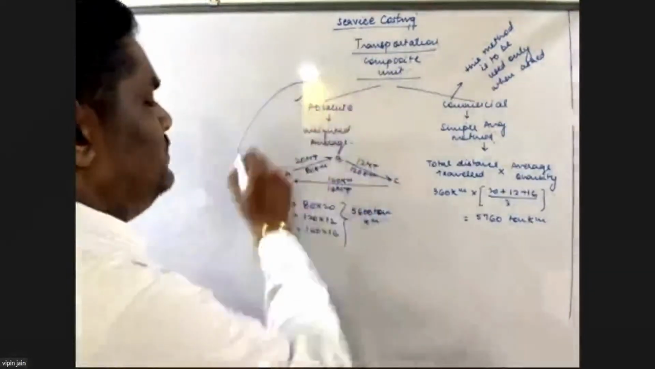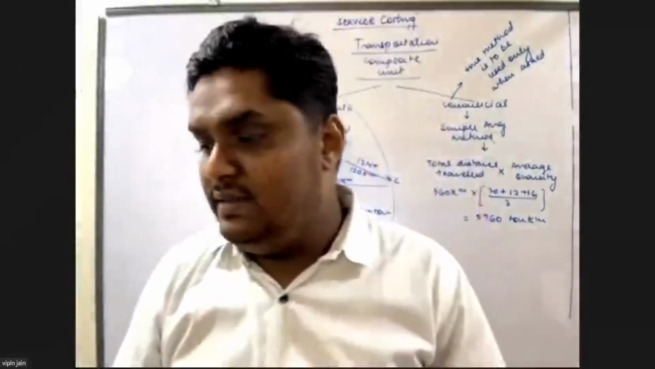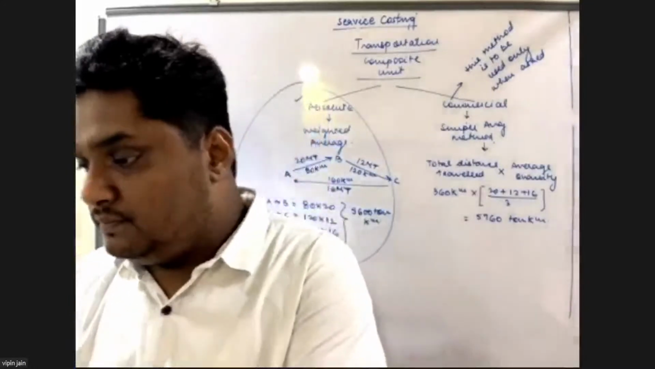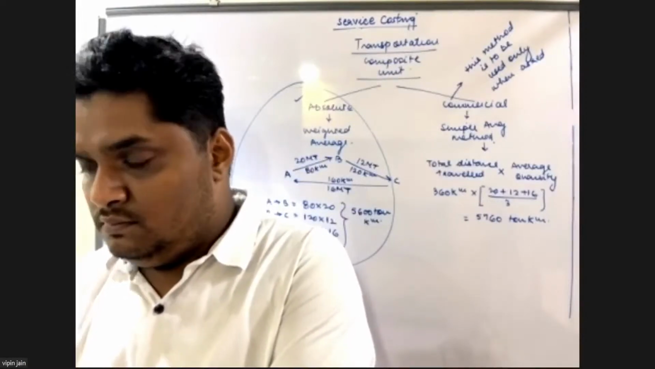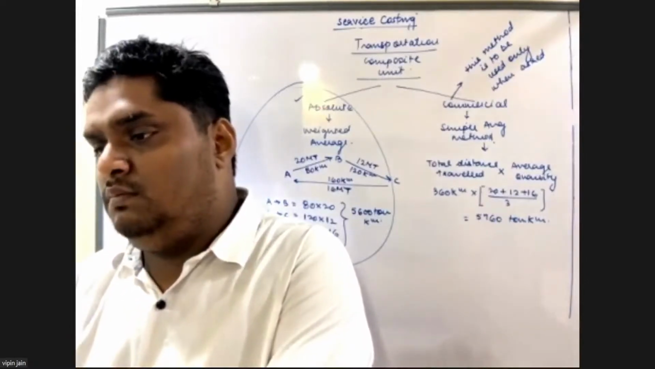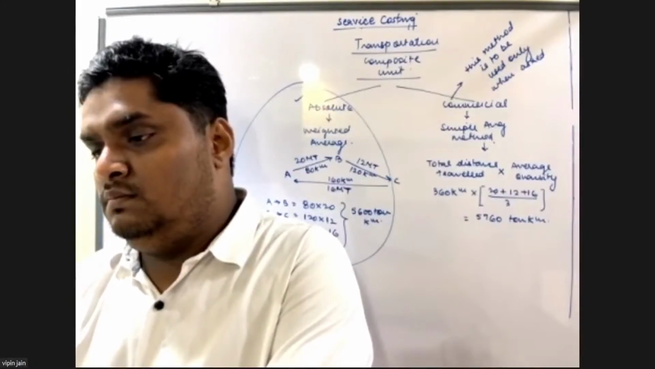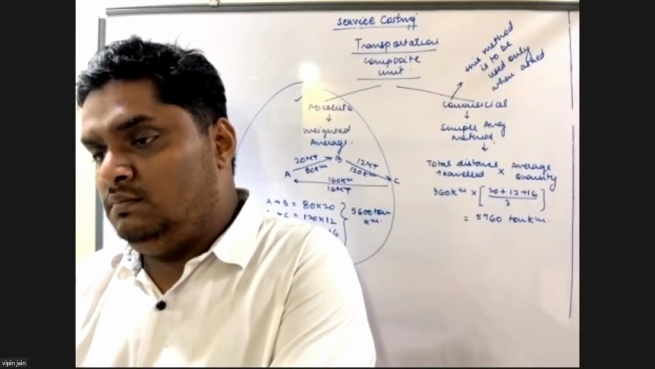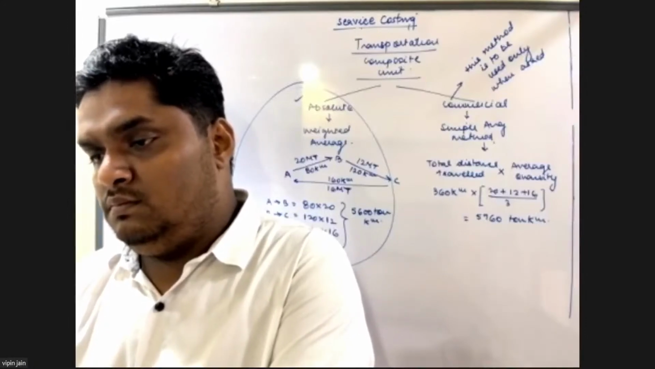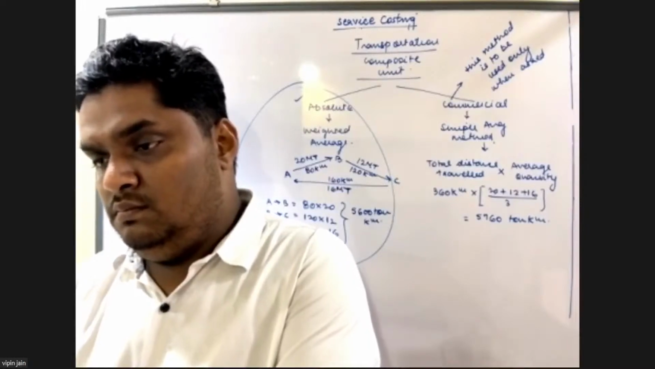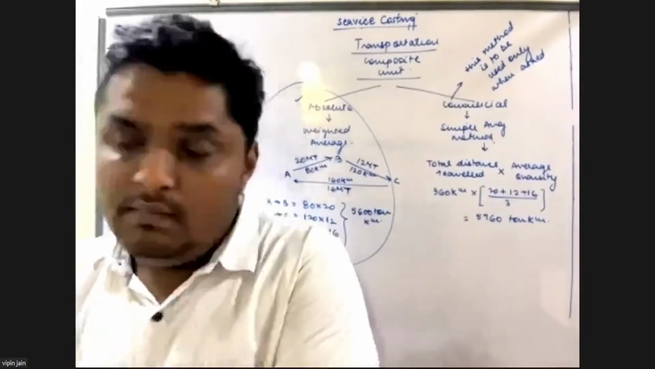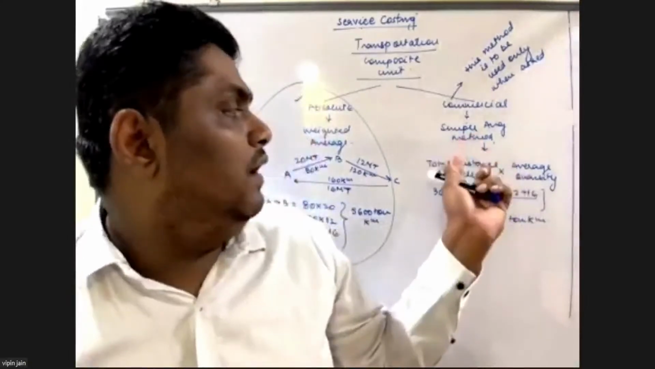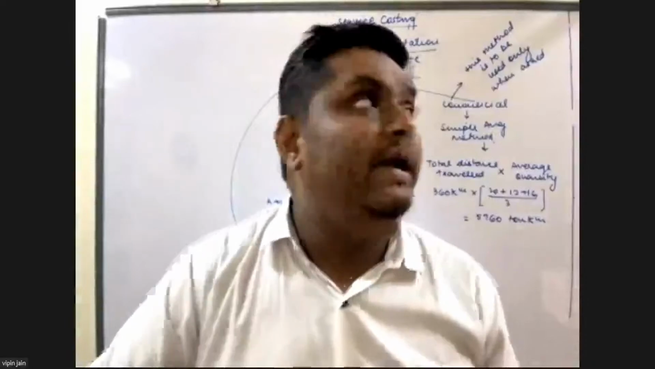This is the formula wherein total distance traveled into average quantity. So if the question is silent, always use this method. The other method is to be used only when asked, guys. Distance traveled into average quantity is the formula that I've applied in the simple average method.